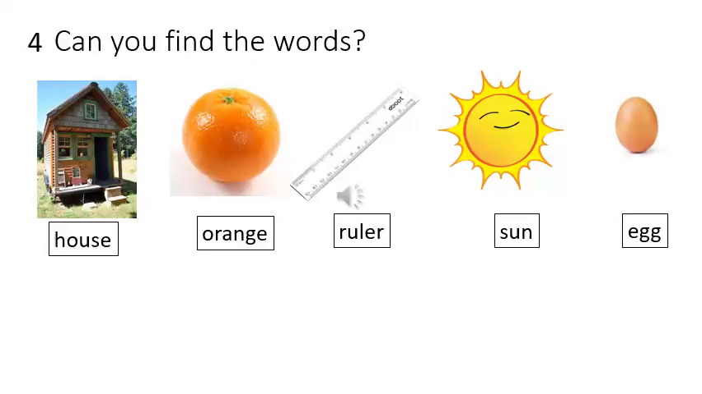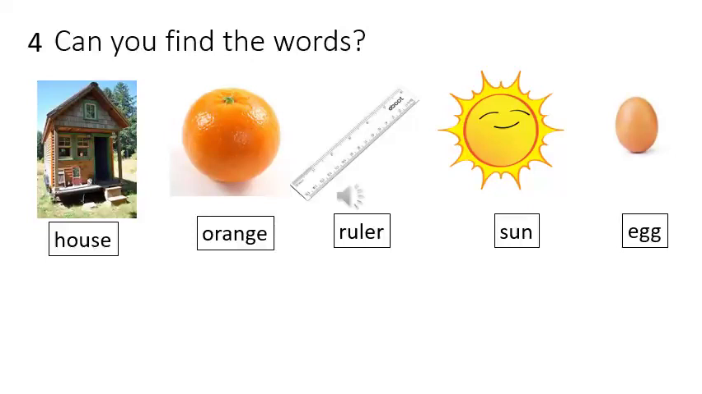What is the spelling of house? H-O-U-S-E, house. The second picture is orange. What is the spelling of orange? O-R-A-N-G-E, orange. Don't make a mistake while writing the spelling. Be very careful, children.